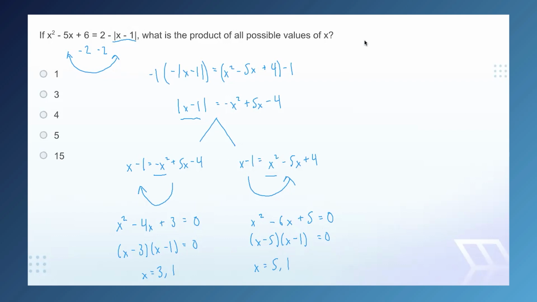Now, at this point, more than 60% of test takers say, great, well, 1 is a duplicate solution, so our 3 solutions are 1, 3, and 5, which multiply together to a product of 15, which, hey, is answer choice E. And that is wrong.